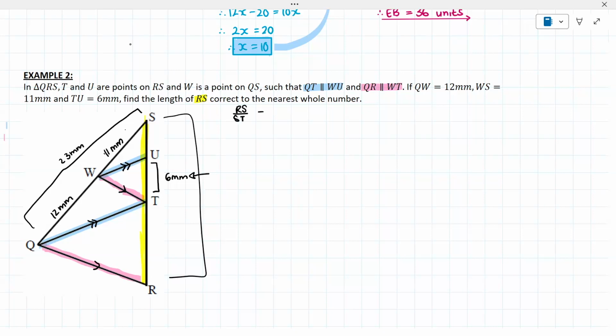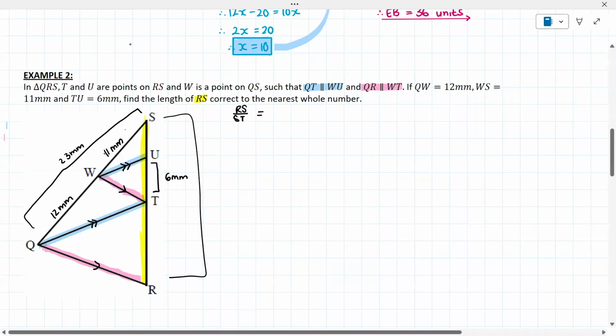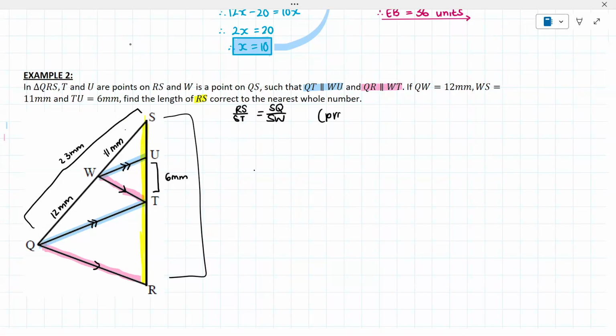So RS over ST is equal to, now match it up using the pink parallel lines. RS, the whole side length, matches up with the whole side length SQ, and ST matches up with SW. Prop theorem, parallel lines with the WT, the pink, and the QR.